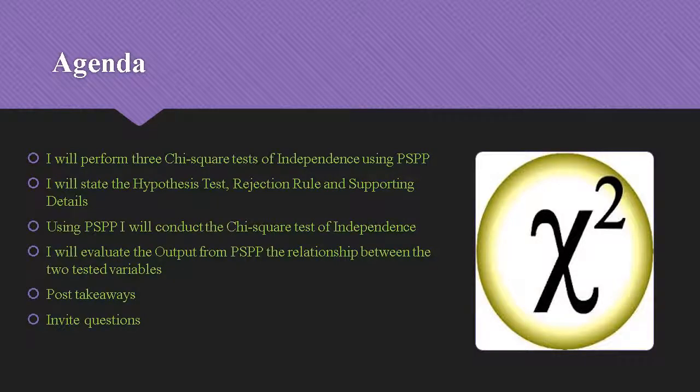Our agenda is as follows. I'll perform 3 chi-square tests of independence using PSPP, where one of those will produce a significant result. I'll state the hypothesis test, the rejection rule, and provide supporting details. Using PSPP, I'll conduct the chi-square test of independence, evaluate the output, and post takeaways and invite.